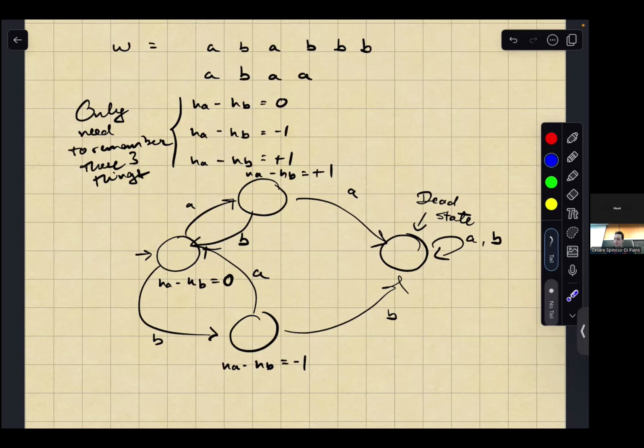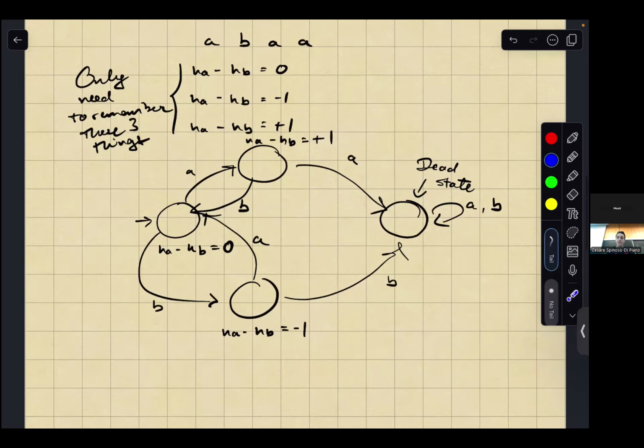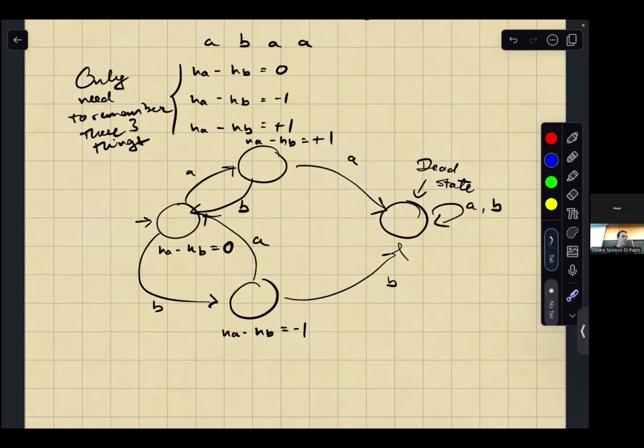So there's, of course, a small problem with this DFA. What is the problem with this DFA? Yes, there's no final states, right? At this point, this is a very sophisticated machine that does this, which is not what we want.